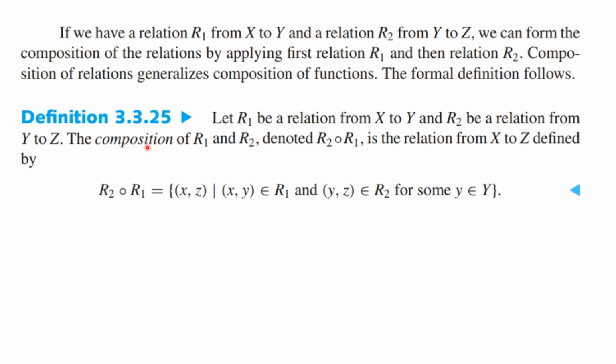And we can also talk about the composition of two relations. So if we have a relation R1 from X to Y and a relation R2 from Y to Z, we can form the composition of these relations by applying the first relation R1 and then the relation R2. This composition of relations generalizes the composition of functions, and the formal definition follows. So if R1 is a relation from X to Y and R2 is a relation from Y to Z, the composition, R2 composed with R1, is a relation from X to Z defined as the set of ordered pairs (x,z) such that (x,y) is an element of R1 and (y,z) is an element of R2 for some y, an element of capital Y.